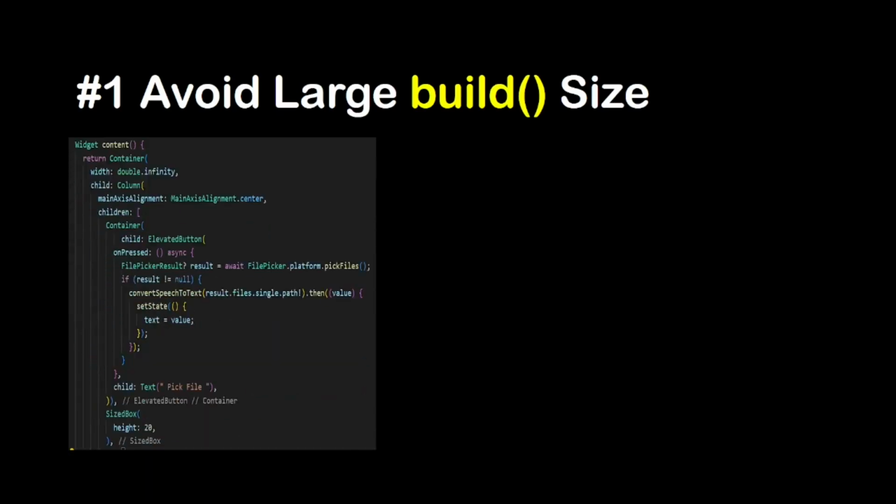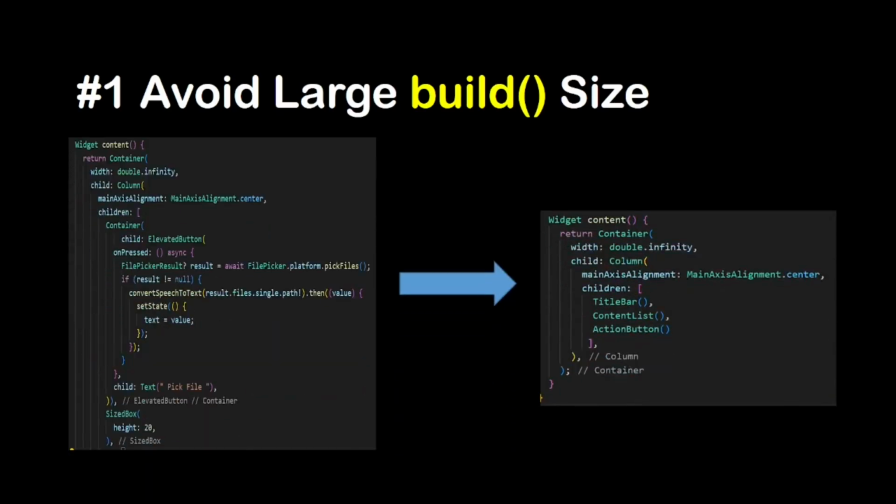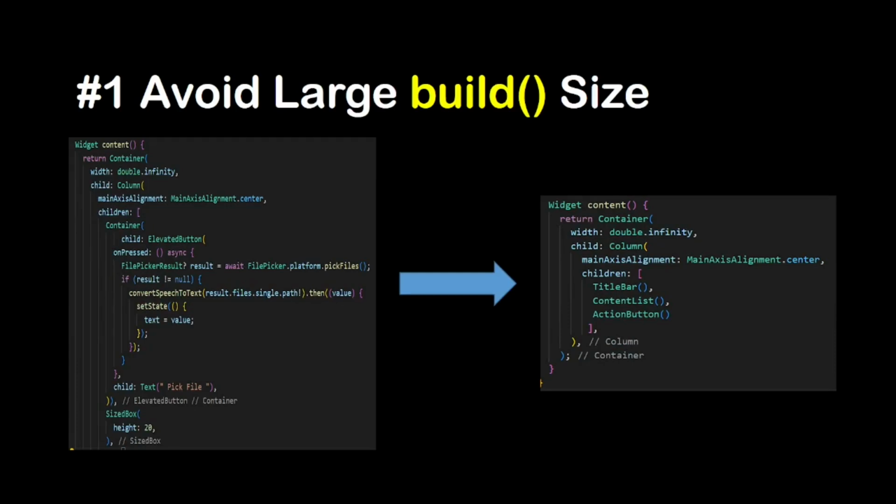Therefore, localize the setState method to the part of the subtree whose UI actually needs to change. Avoid calling the setState method higher up in the tree if the change is contained to a small part of the tree. Secondly, use constant constructors on widgets as much as possible.